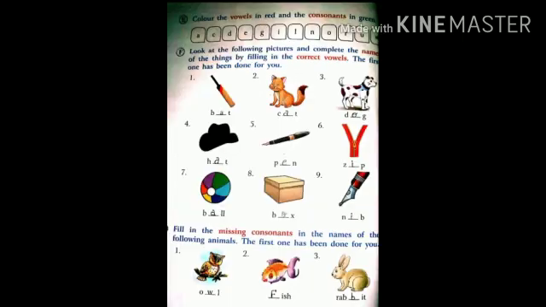Children, just look at question number F. Look at the following pictures and complete the names of the things by filling in the correct vowels. The first one has been done for you. Children, we have to complete the words with the help of the correct vowels. So number 1 is already done for you.